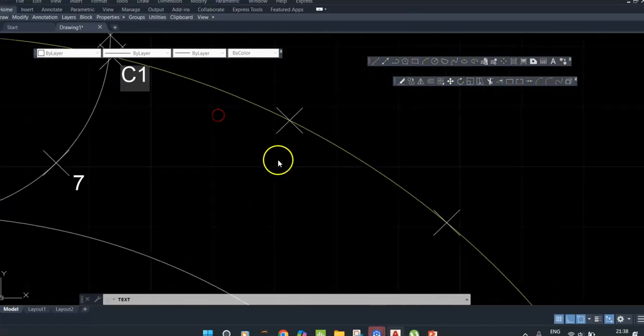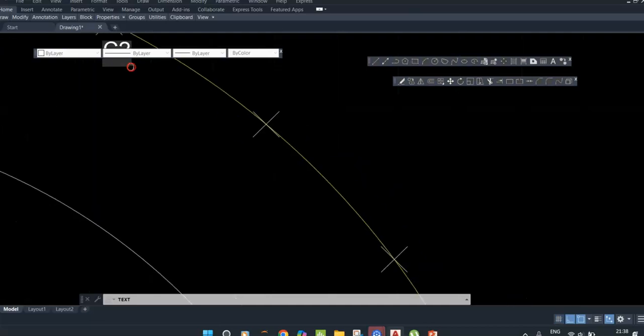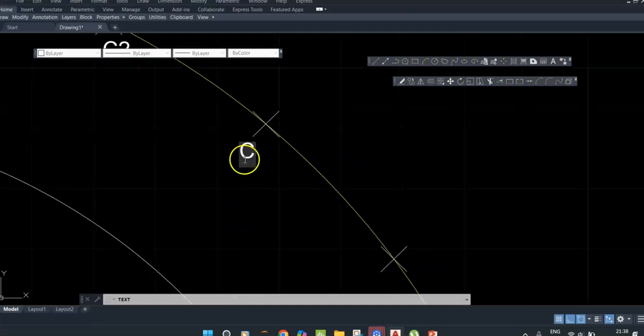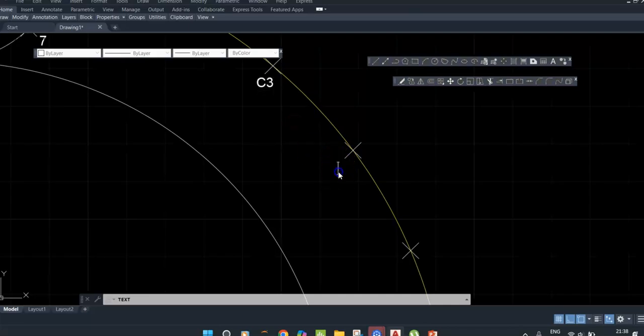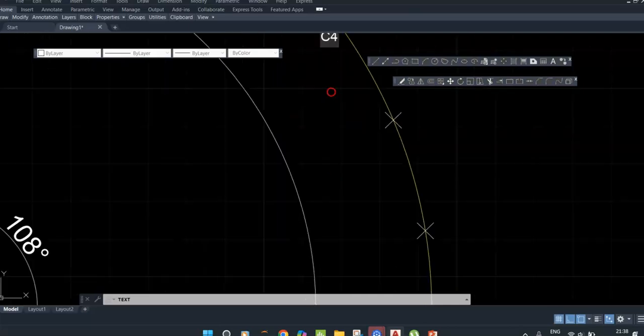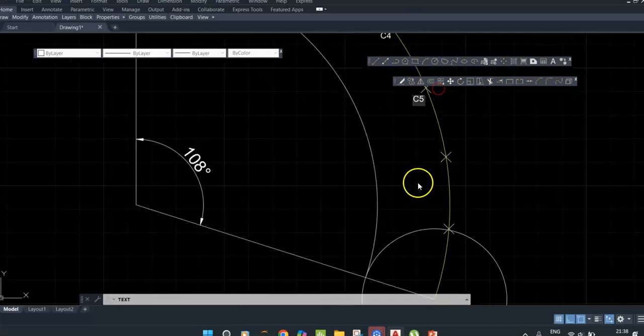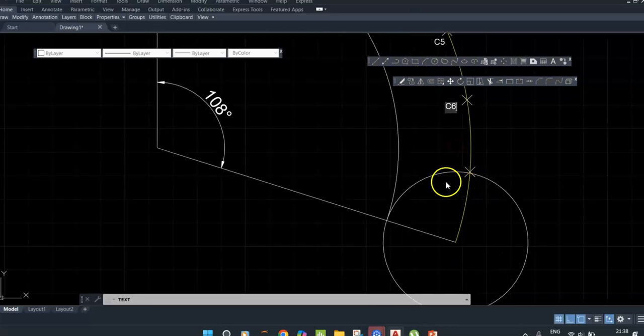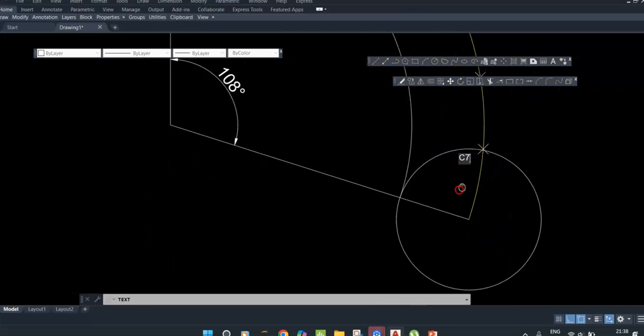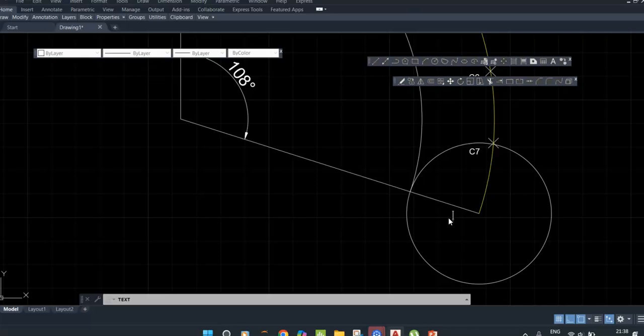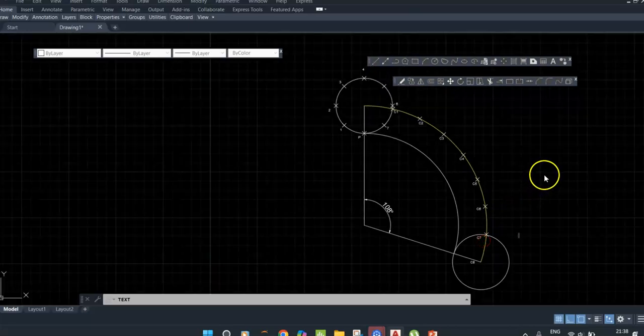And these are my centers, C1, C2, C3, C4, C5, C6, C7, and the last one is my C8.